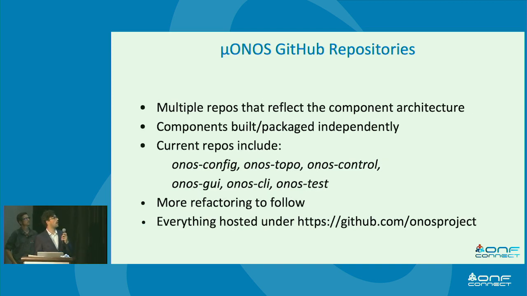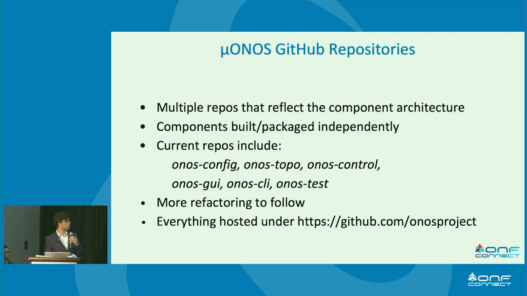We have a set of repositories under GitHub that reflect the component architecture. All of these are built and packaged independently, meaning that you can make a change, and Jordan's going to show this later, to one of them and keep the rest as you have. Rebuild that Docker image and redeploy it in a very Kubernetes-like fashion.